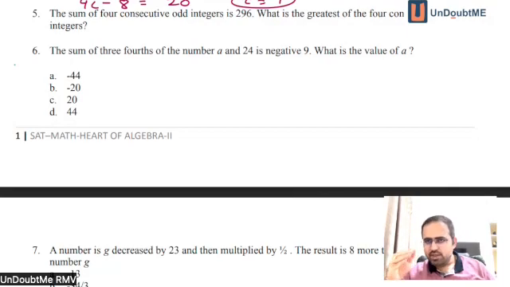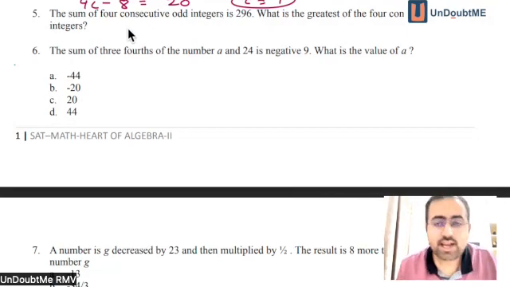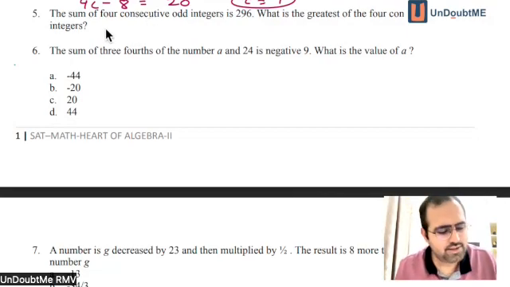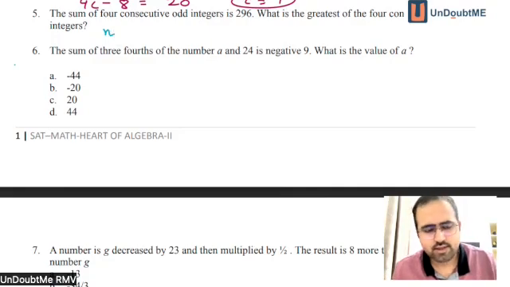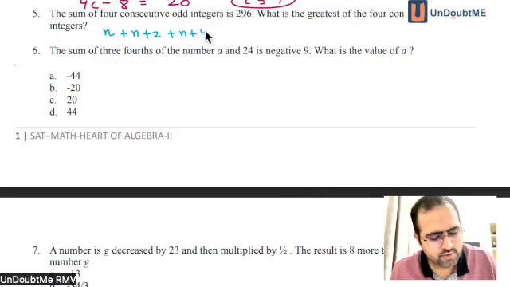So if I take 1, 3, 5, are they consecutive odd numbers? Yes. Can you see the difference between any two consecutive odd numbers will be 2? This is the logic. So I'll start with any random number. I don't know what it is, so I'll start with n. Sum of 4 consecutive odd integers means n, n plus 2, n plus 4, n plus 6.